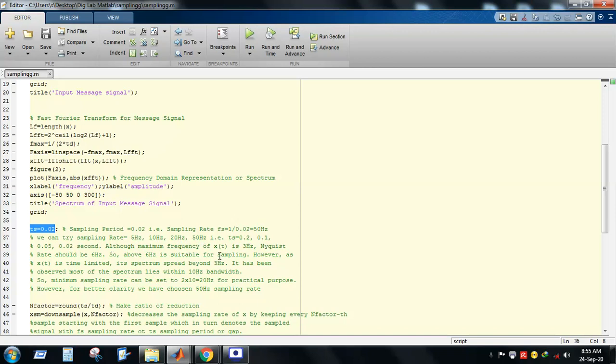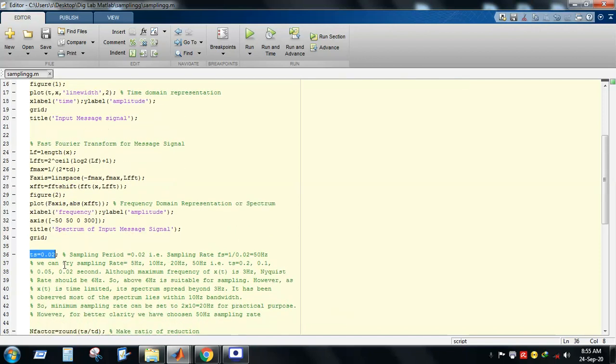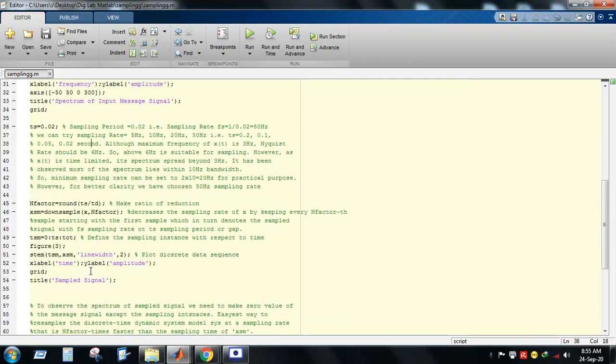Although the maximum frequency of xt is 3 hertz, the Nyquist rate should be 6 hertz, so above 6 hertz is suitable for us. But xt is time limited, so its spectrum spreads beyond 3 hertz. We find that most of the spectrum lies within 10 hertz. So for this particular problem, the practical Nyquist rate will be 20 hertz. However, for better clarity, we have chosen a 50 hertz sampling rate, that means ts equal to 1 by fs, that is 0.02.